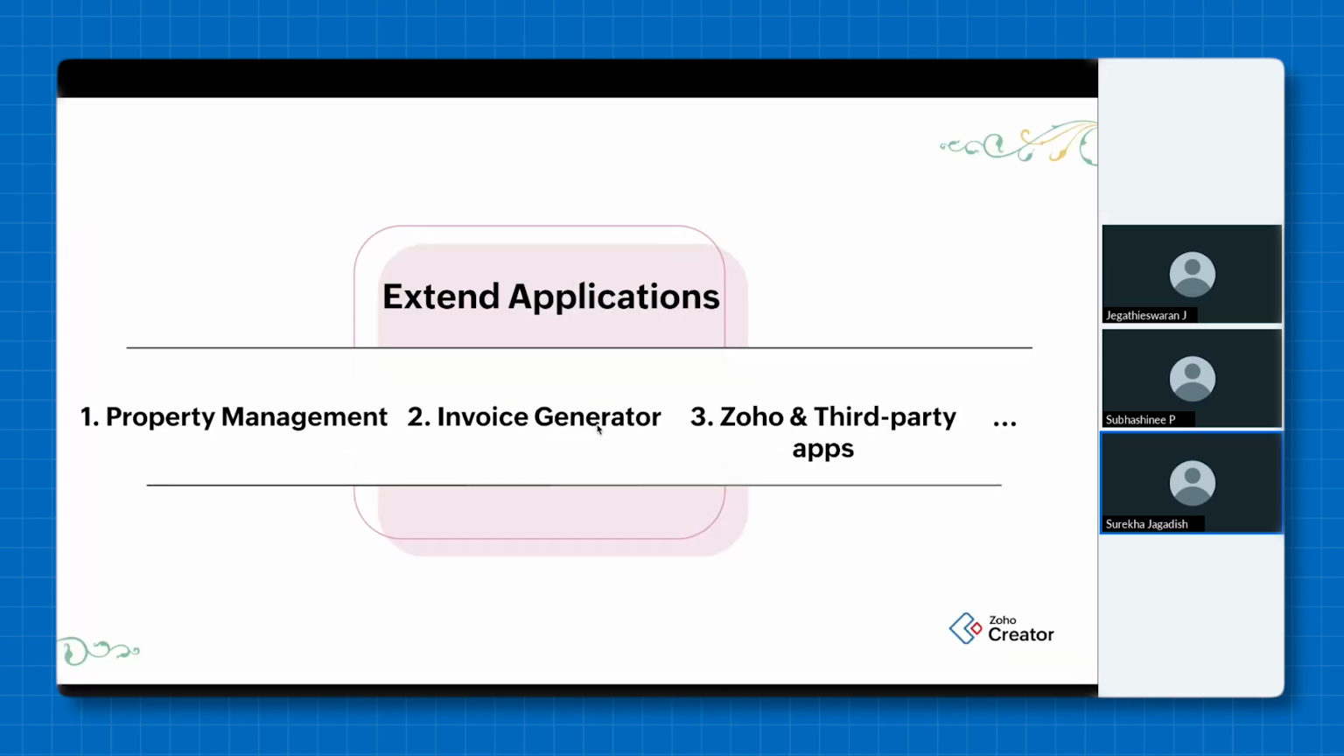Talking about how you can extend your applications, we can also extend existing legacy applications with Zoho Creator. So if you already have an application for property management, or you already have an application on your SAP, you can extend that with Zoho Creator. You can build an invoice generator, and you can also integrate this with Zoho as well as multiple third-party apps. So Zoho Creator helps you extend applications across.